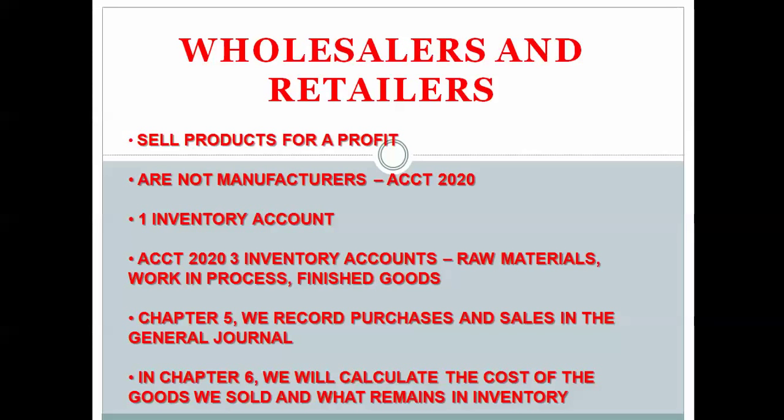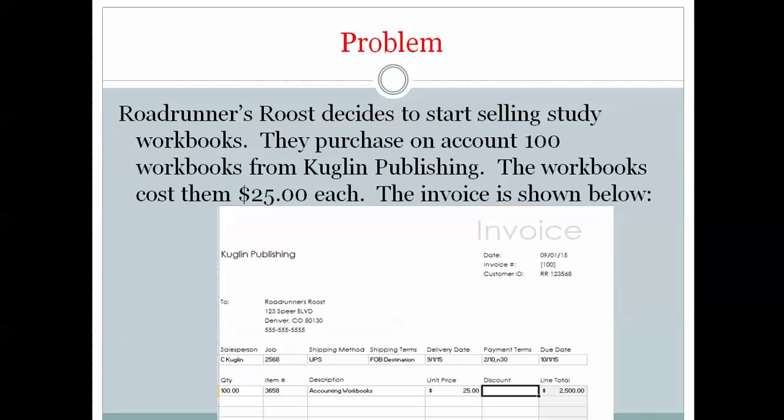We're going to be looking at first in this video recording purchases, and in the next video recording the sales in the general journal. By Chapter 6, we're going to be looking at how do we calculate the costs of the goods we sold and what are the costs that remain in inventory. And there are some special allocation processes that we will be discovering and learning. It'll be a fun few chapters.